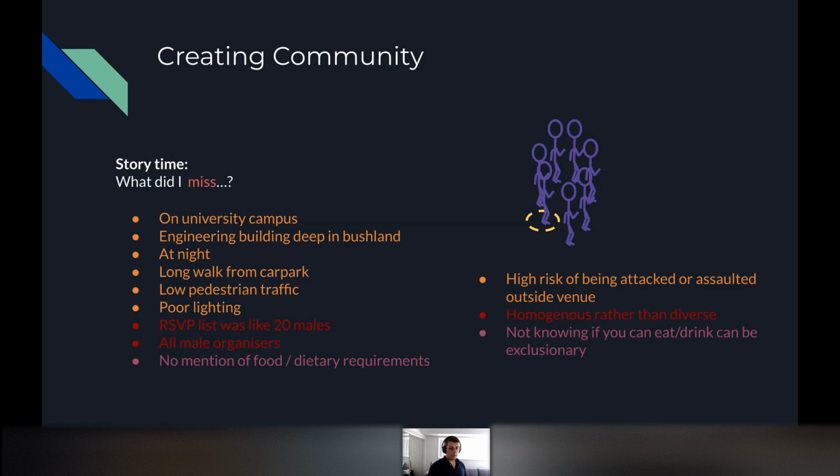So these first orange ones made them feel like it was high risk of being attacked or assaulted outside the venue. Again, outside of my experience, but I thoroughly listen and note these things now. The red one: it was very homogenous, a very specific type of demographic being portrayed outwardly, rather than a diverse mixture of people who attended events. Like, I don't want to be the first woman there, or the first non-white person there. It's going to be a bit of an icky situation. I don't want to be the first one there, so I don't feel like I belong just by looking at that outward digital footprint. And it can be quite exclusionary as to food and drink. Even if events have alcohol, that can be an exclusionary thing.